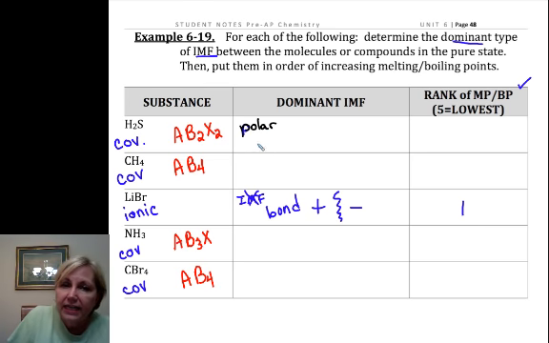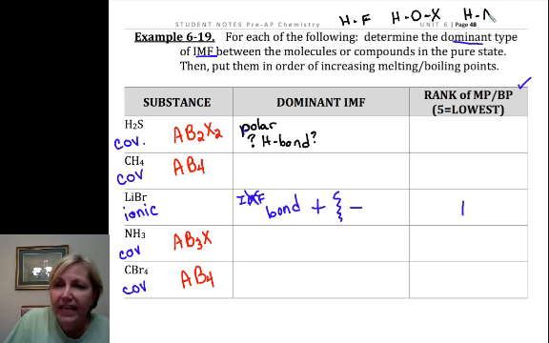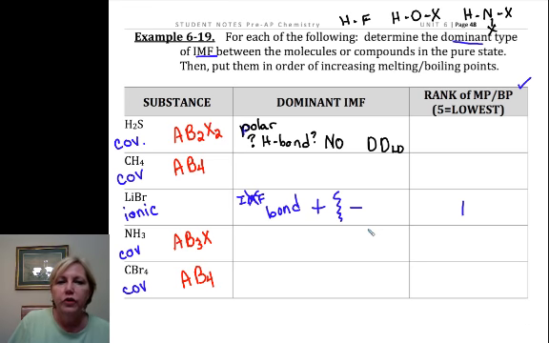Now, once you've decided if it's polar, you want to ask yourself, can it hydrogen bond? Do I have an H to an F, H to an O, or H to an N, and that could actually be to two other atoms. In our case, the answer is no. So our dominant intermolecular force is dipole-dipole. They all have that little bit of London dispersion underneath.